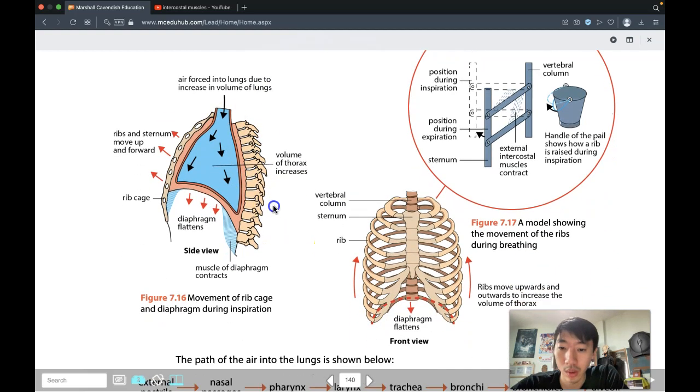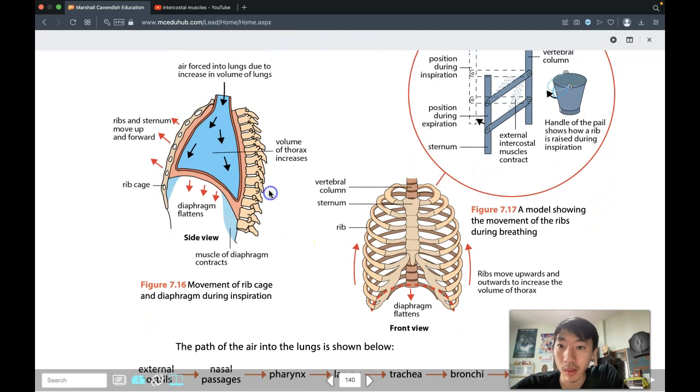Okay, so we see that when the volume of the thorax increases, because the diaphragm is flattened and because the ribs and sternum are moving upwards. Okay, so this guy is facing this way. This is the spine, this is the front. So diaphragm goes down, ribs and sternum go up and forward. So there's more volume in the lungs, pressure drops, the air outside has higher pressure, so it can move into the lungs.